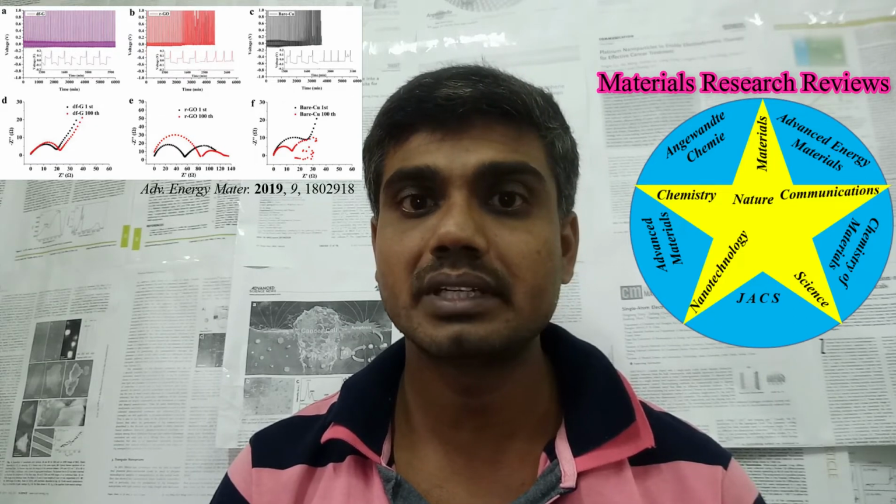Here they used the two materials plus an additional control experiment for the bare copper one. And here you can see the plot, the defect free graphene showing good impedance in the initial cycle, and the 100th cycle also very good impedance. But in the case of reduced graphene oxide, the first cycle is more active, and after the 10th cycle the impedance decreases, and bare copper also doesn't show it.